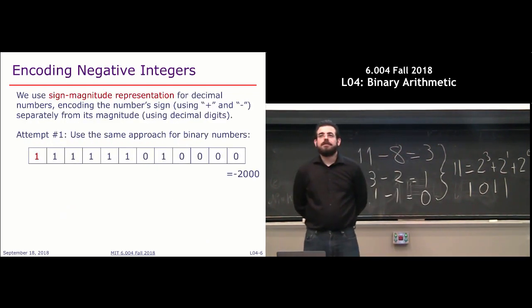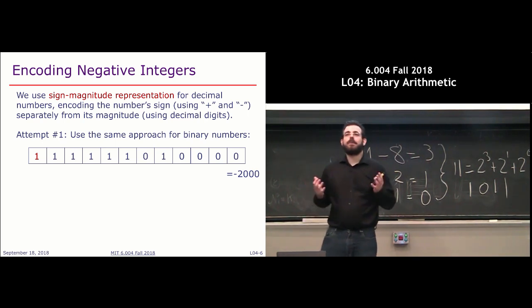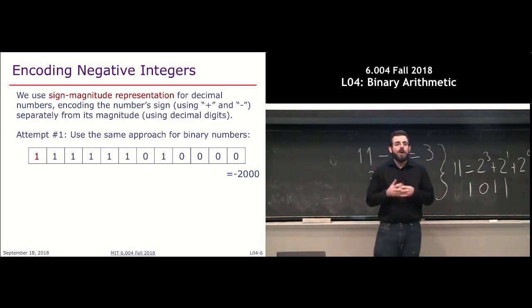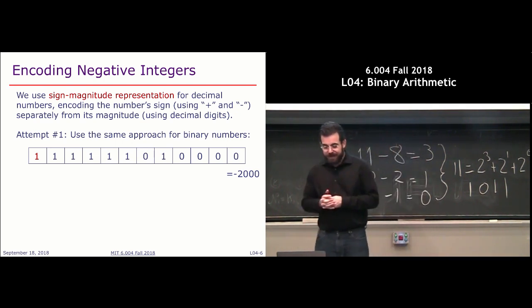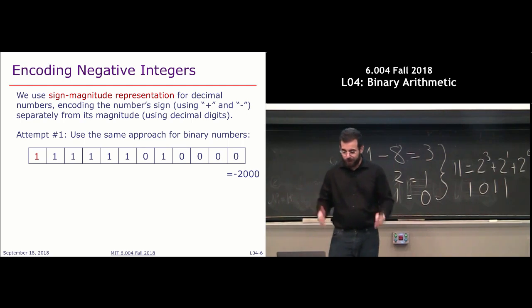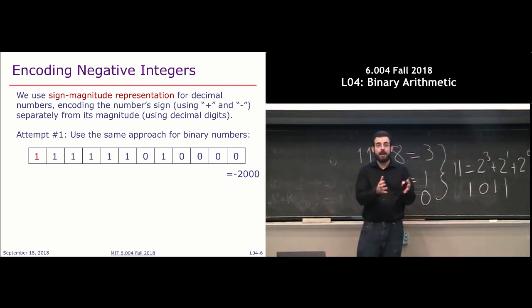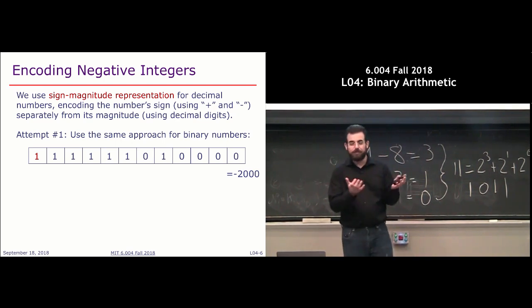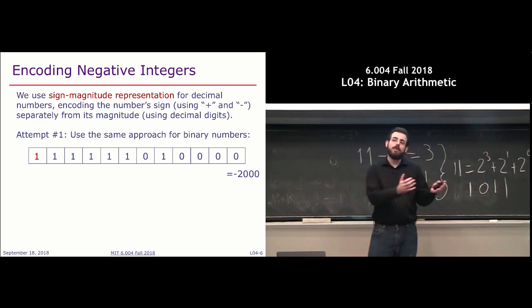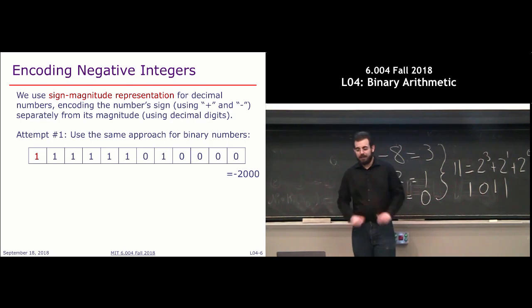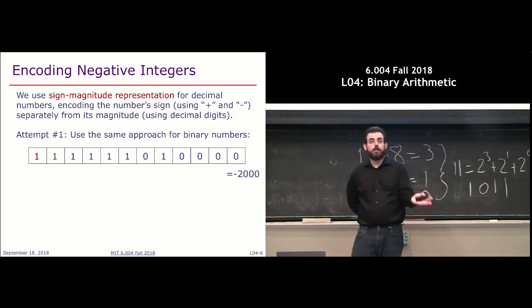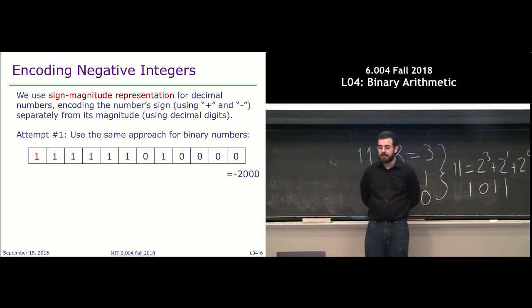OK, so as I said, we're missing a way to encode negative numbers. Let's start with the most natural approach, right? With base 10, with decimal, which is what we use every day, we use what we call a sign magnitude representation. So we represent the magnitude using decimal digits, and then we put either a plus or a minus sign before the number to denote whether it's positive or negative, right? And so the first thing that we can try is to use the same approach for binary numbers.